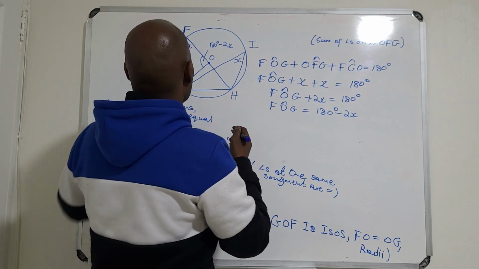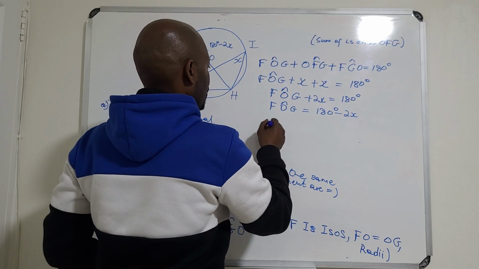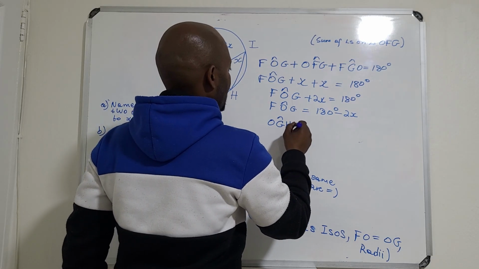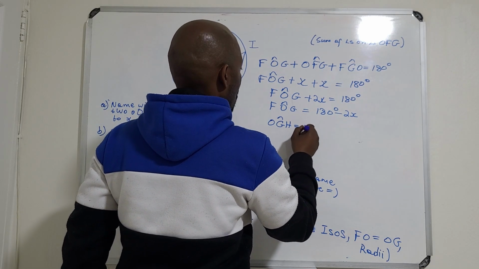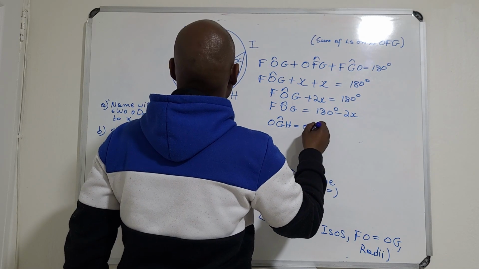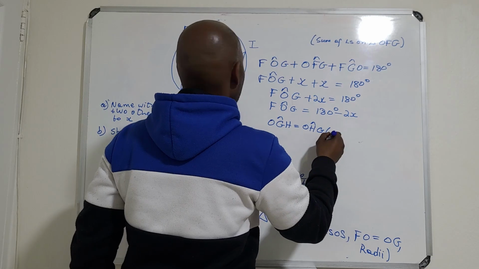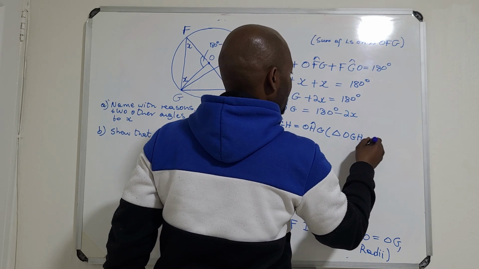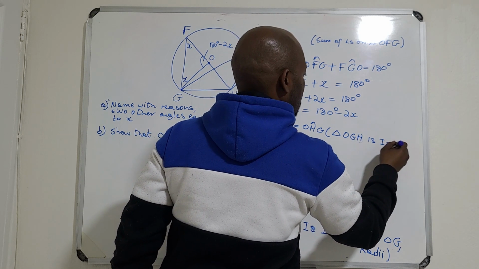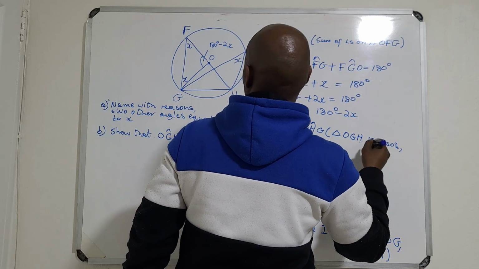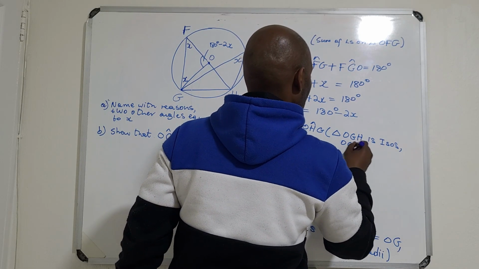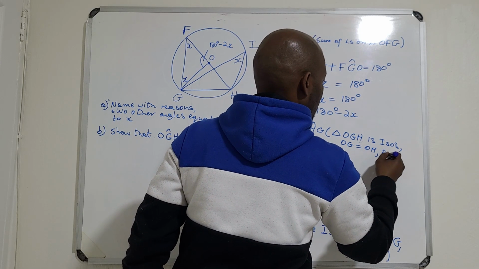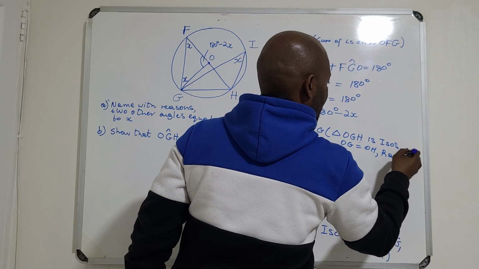Now, therefore, angle OGH is equal to angle OHG. Reason: triangle OGH is isosceles, where OG is equal to OH. We know, radii.